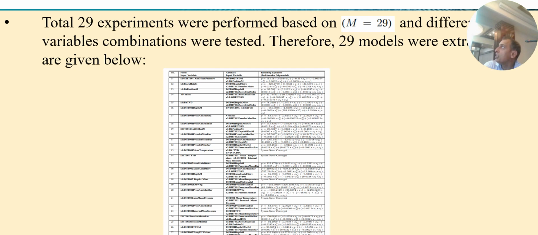In total, we performed 29 experiments, and with each experiment, we extracted one of the equations by implementing different input combinations. And we have now set up an experimental setup in the lab. We have built a rig, and we are going to test these equations, how they will behave, and how close these equations are to the experimental data set.